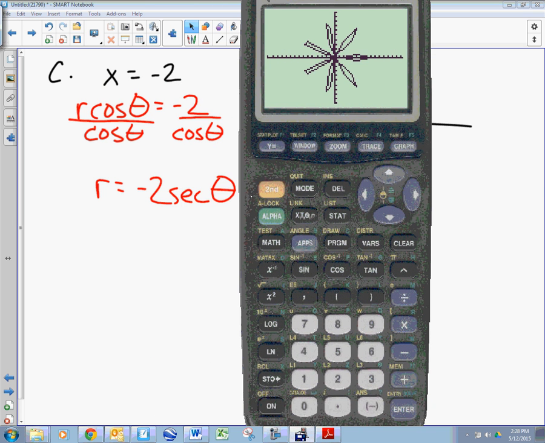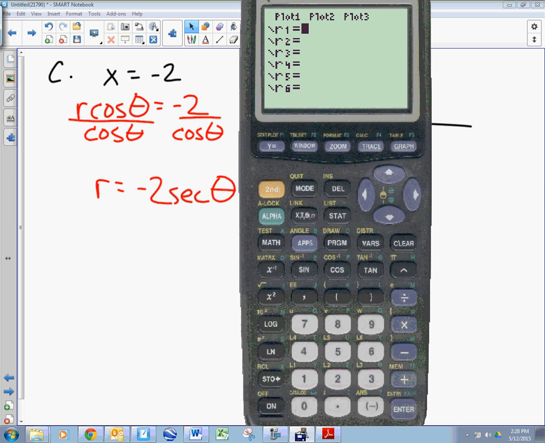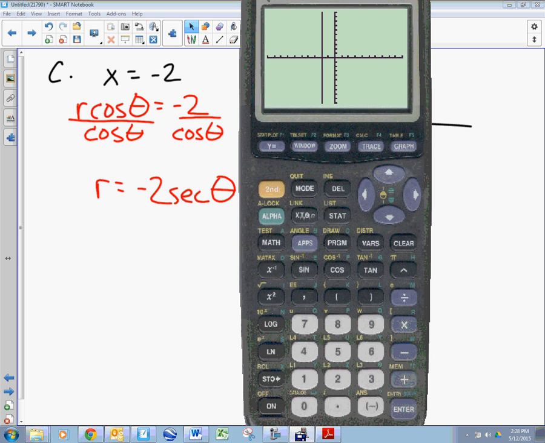That's the polar form. If we go into y equals and get rid of that stuff, and type in -2 divided by cosine, I have to do that because I don't have a secant button. And I'm just going to zoom standard. You can see that I do get a vertical line. So your calculator can handle that, and that's kind of neat. Any questions on those? We went from rectangular form to polar form. We're not going to go from polar to rectangular. It's not really that much more difficult, we just don't have a lot of time, so we're going to move on to other things.